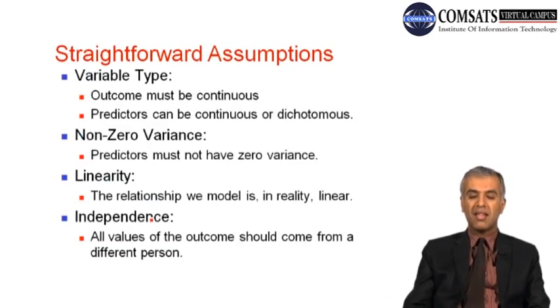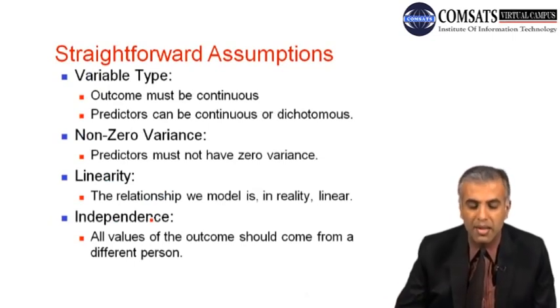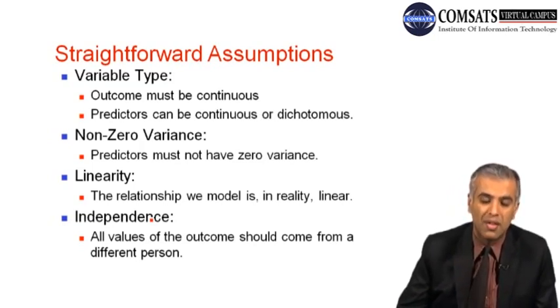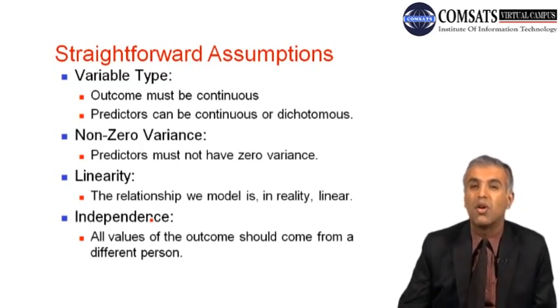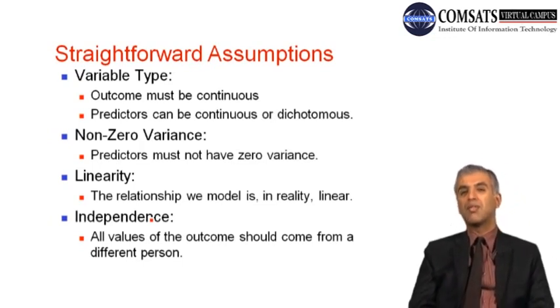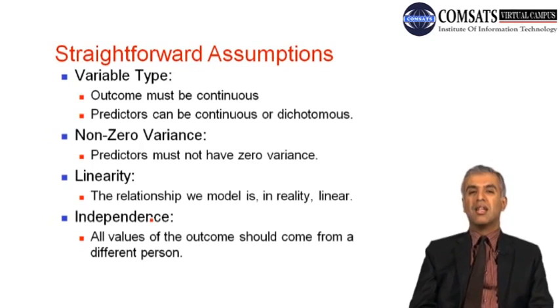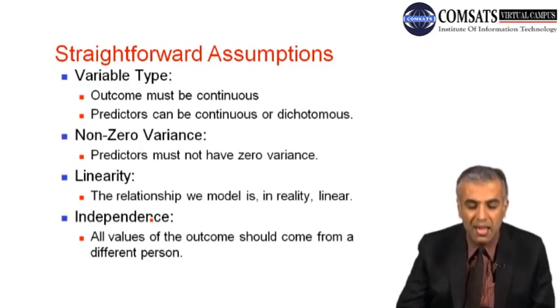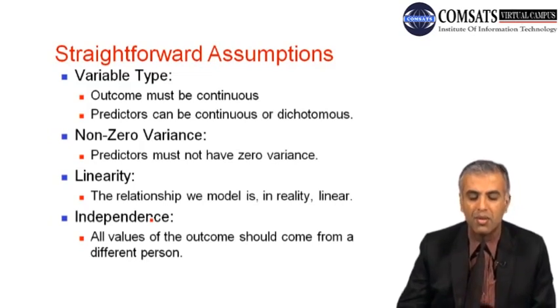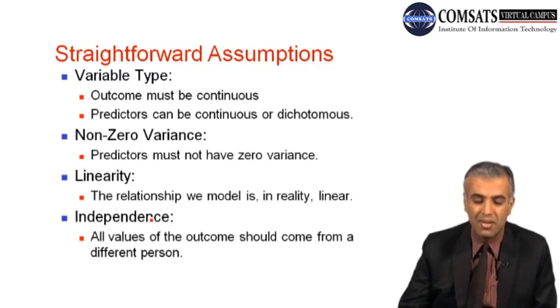So these are the straightforward assumptions which we have discussed before, and one is the variable type. It is important that your dependent variable should be continuous in nature. Your predictors should also be continuous or dichotomous, but for dichotomous ones we have to convert the data into an acceptable form, and then we can run our analysis. Then we have non-zero variance. Here, non-zero variance is important; independent variables should not have zero variance.